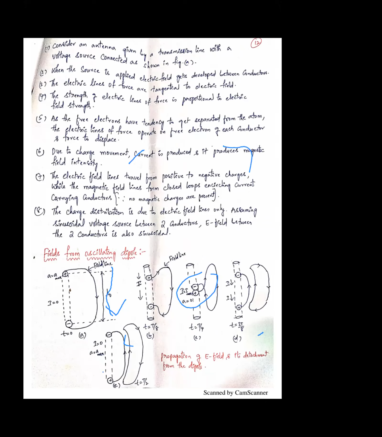Now, say at t equal to 3T by 8, the charges start moving away from each other. You can see the charges are moving away from each other. At t equal to 4T by 8, the last figure, 4 by 8 is 1 by 2, so T by 2. What is happening now? Again, acceleration has become maximum and current has become minimum. And this process goes on repeating. I hope you understood this.